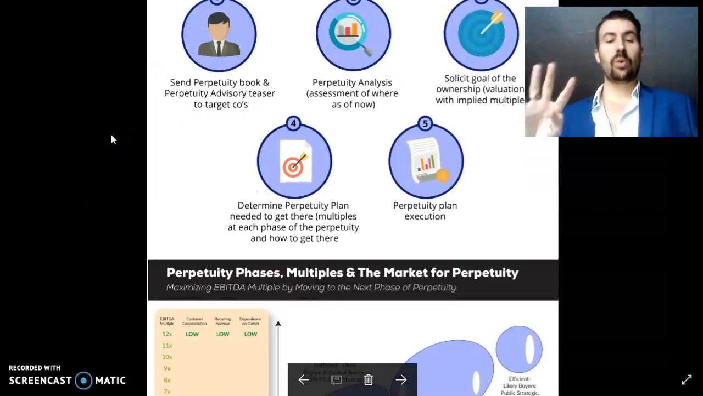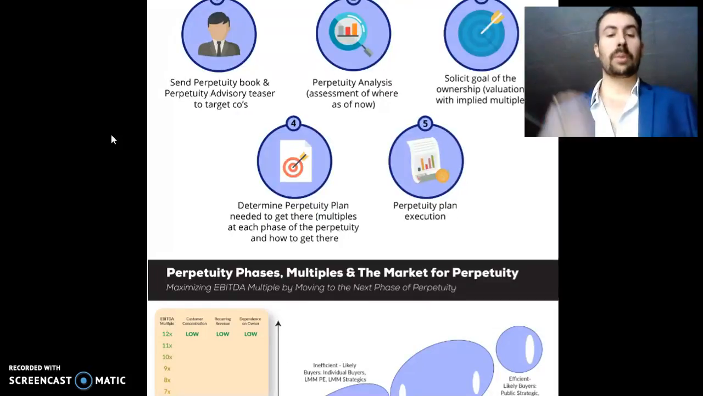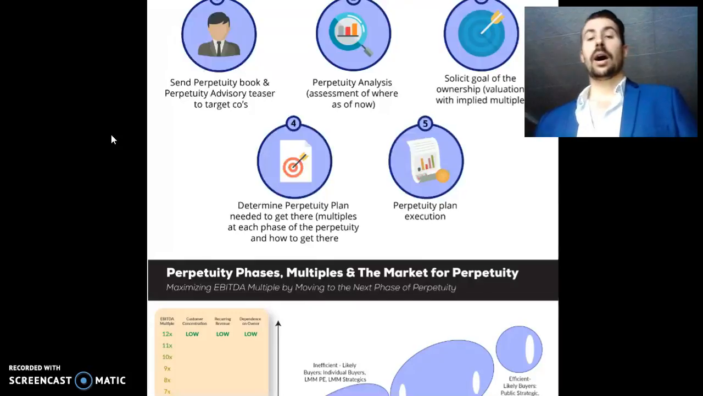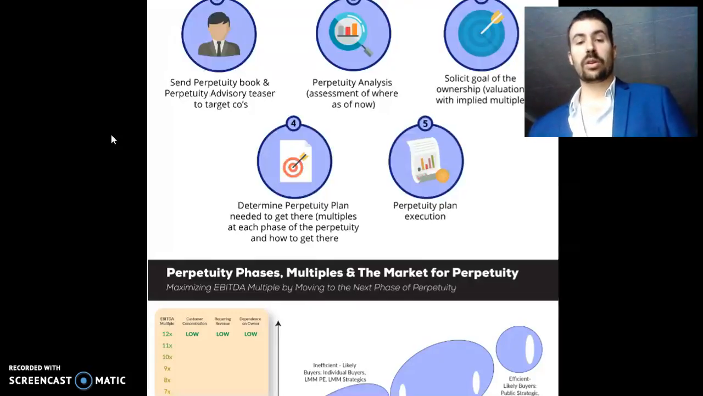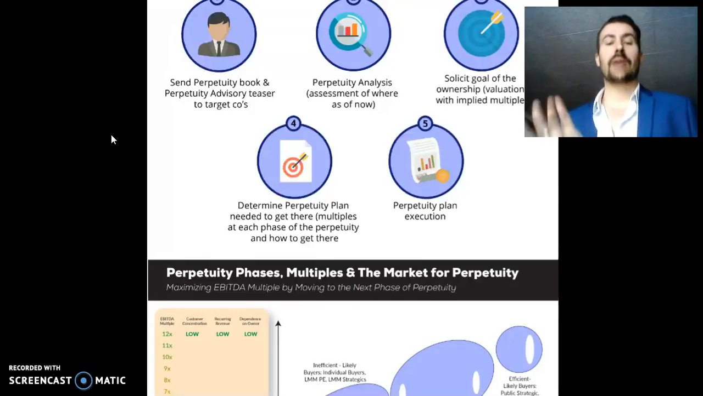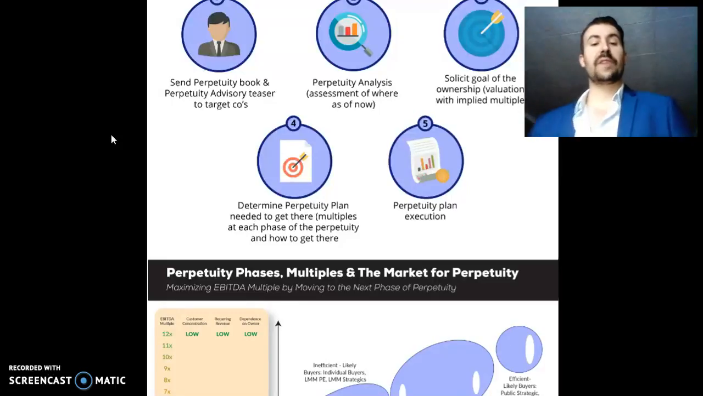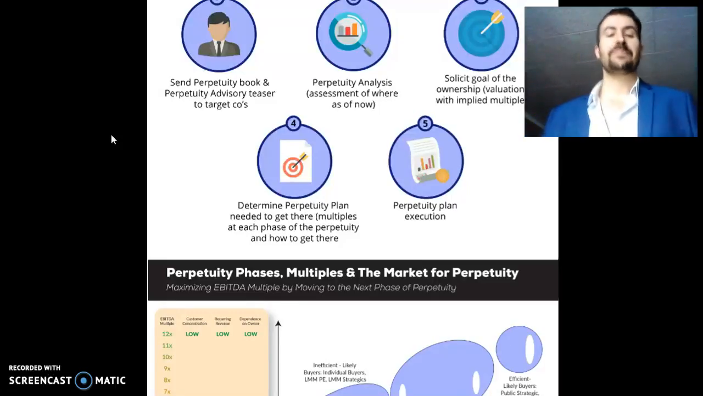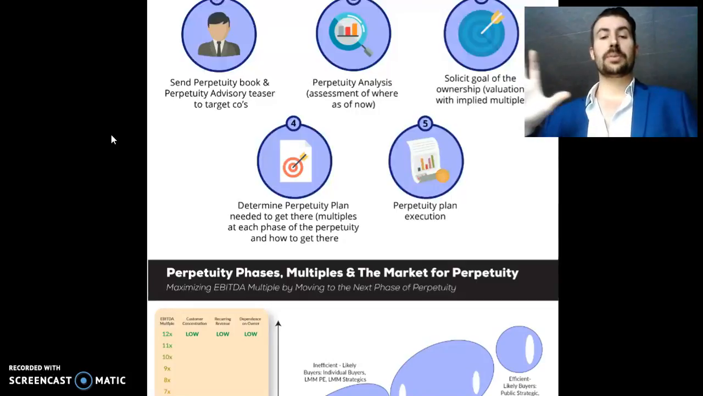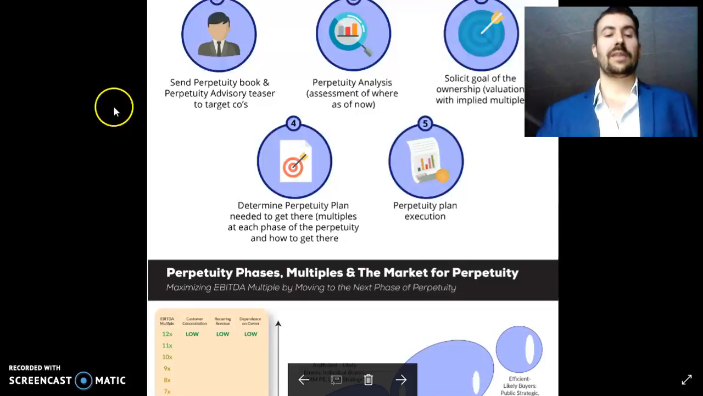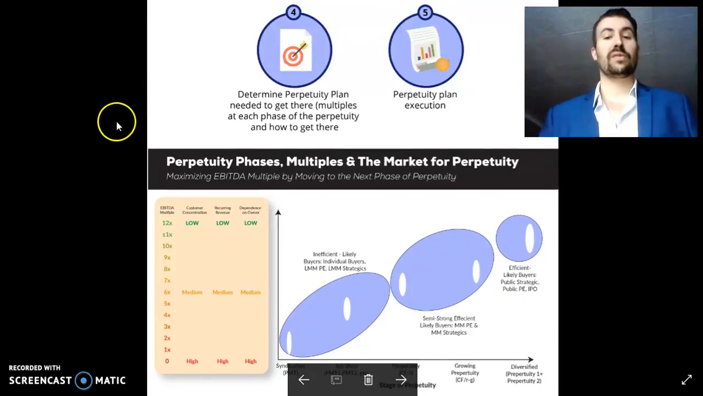Number four, we're going to determine the perpetuity plan and how to get there. So where are we trying to ultimately go with our goal, and how are we going to get there? How are we going to move through the different phases of the perpetuity to get there? That's going to be characterized as multiples at each phase of the perpetuity and how to get there. And then number five, finally, is the perpetuity plan and the execution of how we actually do that, and that's where the real value is created.